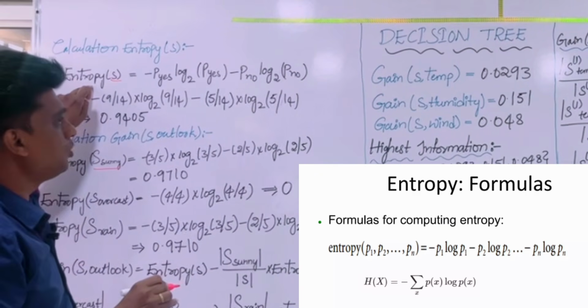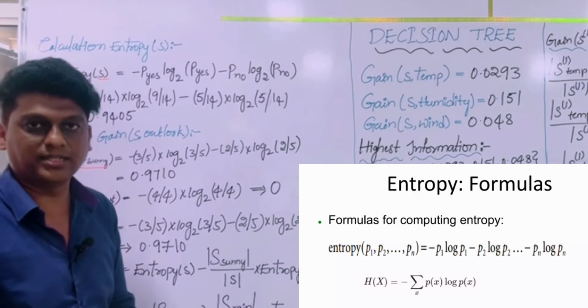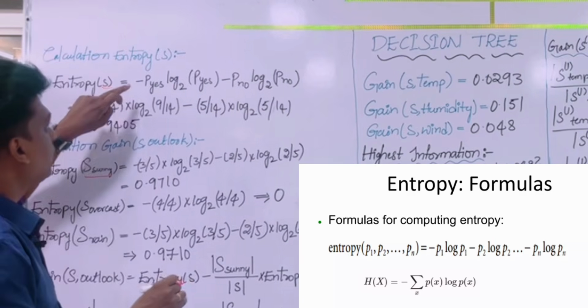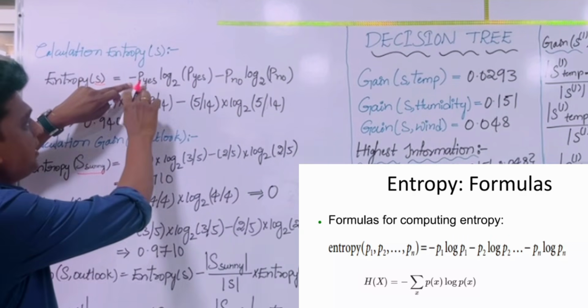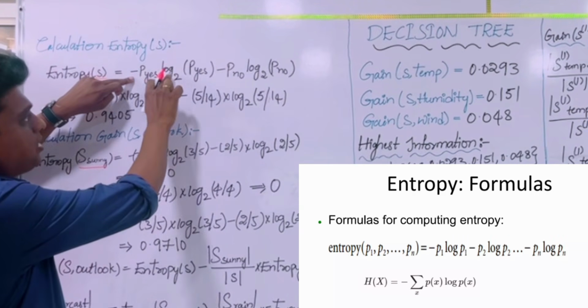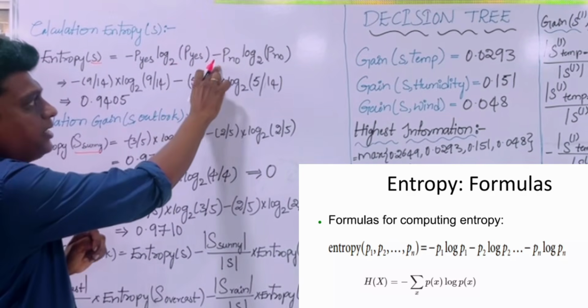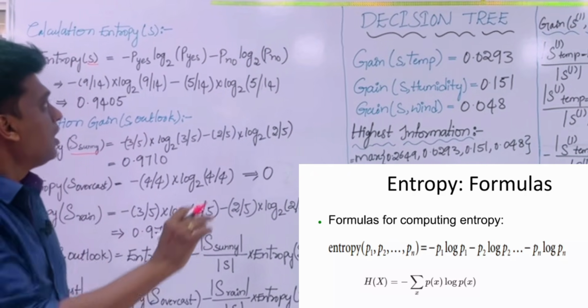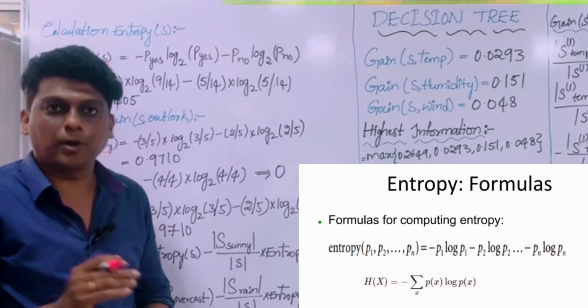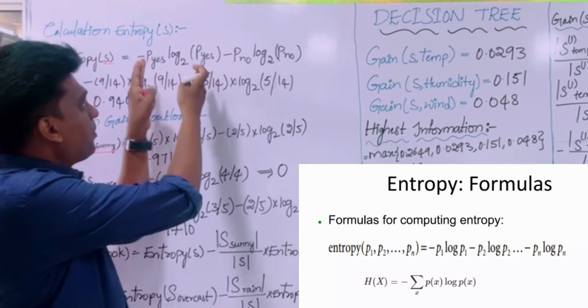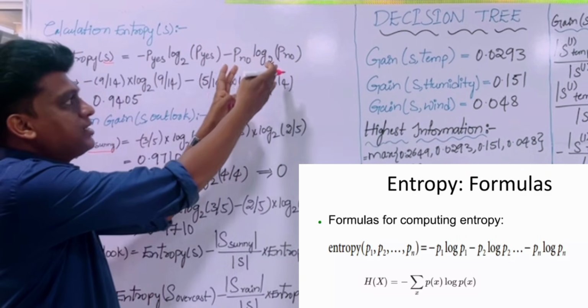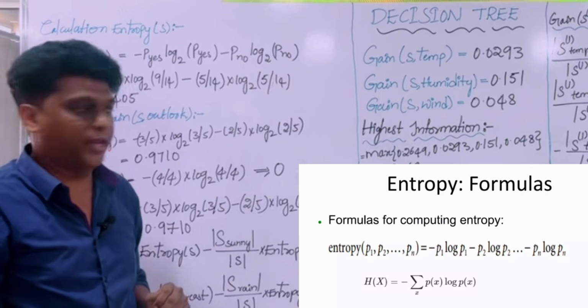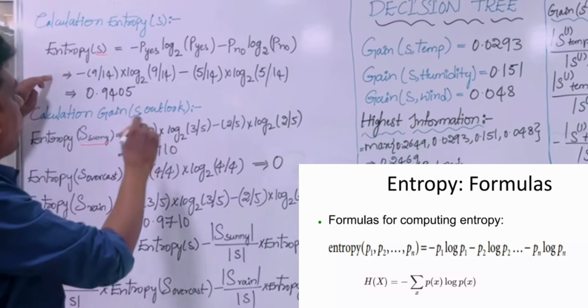Now we need to calculate the entropy for the whole data set given in the problem. The formula is minus P of yes log base 2 P of yes, minus P of no log base 2 P of no. This represents the proportion of class yes and the proportion of class no. Now we need to calculate that.